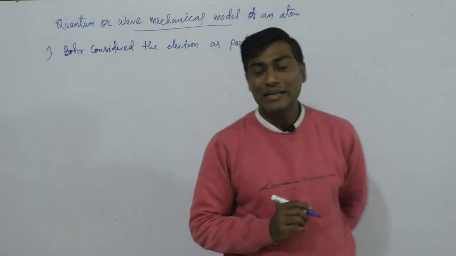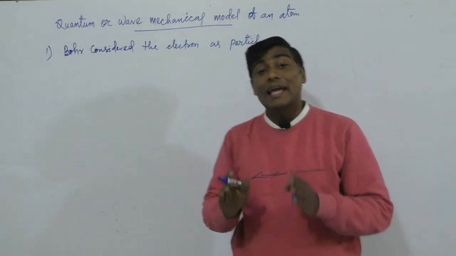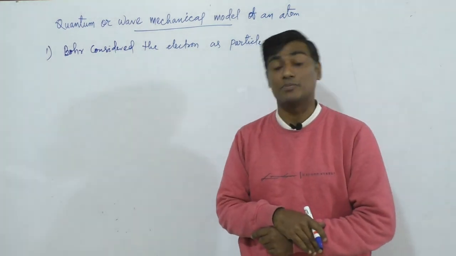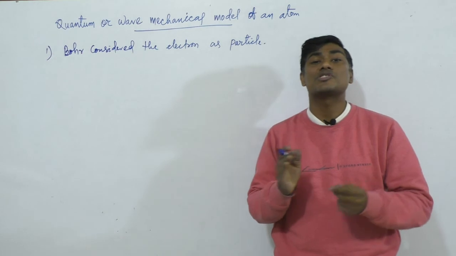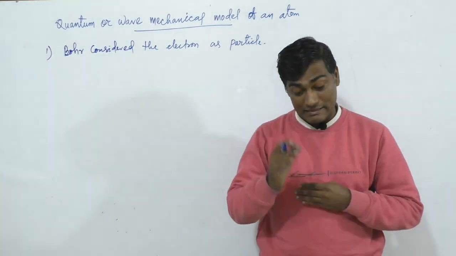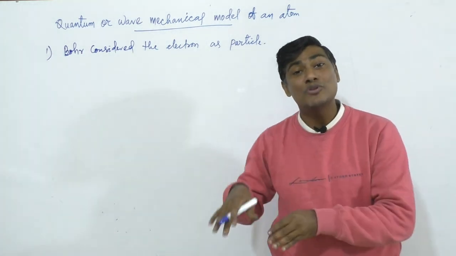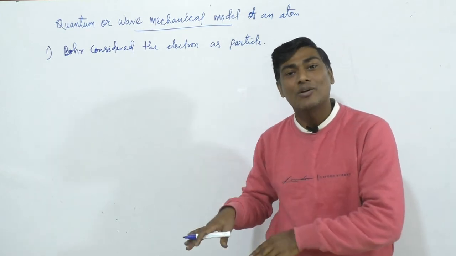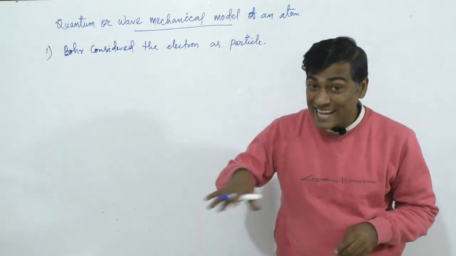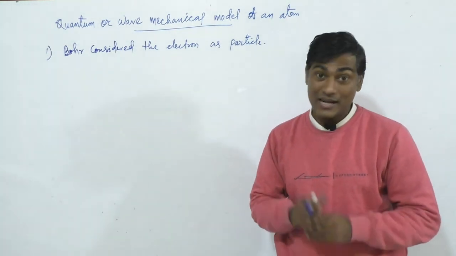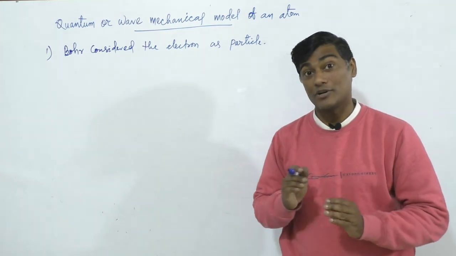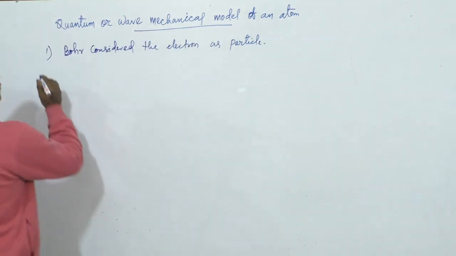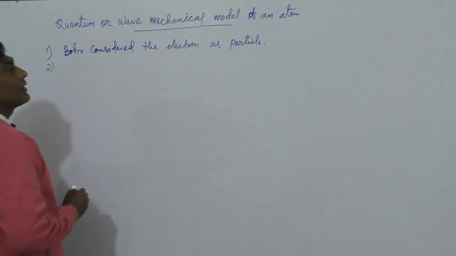If the electron is a microscopic particle, then by Heisenberg's uncertainty principle, we know that it is impossible to determine the position and momentum of an electron exactly, with accuracy, at a particular time, at a particular moment, right? So this is the next thing we should keep in our mind.